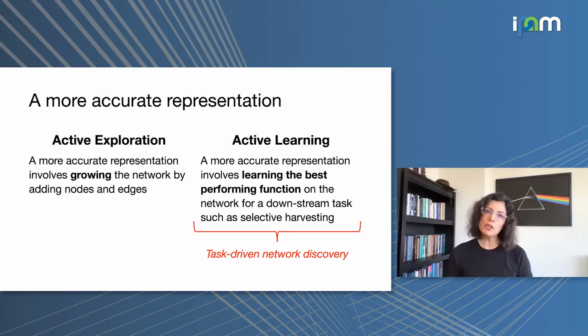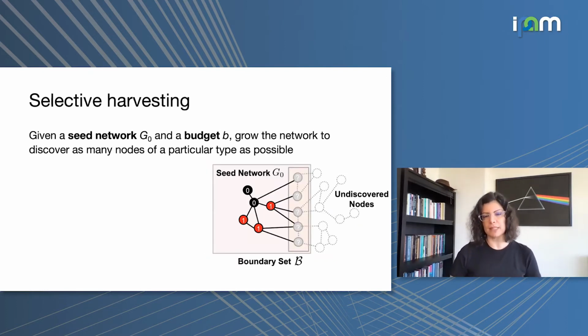That is, you know your network is incomplete. You know you're partially observing the phenomena of interest. You want to grow your network, but you want to grow your network for a particular task. And so what is selective harvesting? Selective harvesting is as follows. You are given a seed network, G0, and a budget. Again, you do not have all the budget in the world, so you have some constraints.